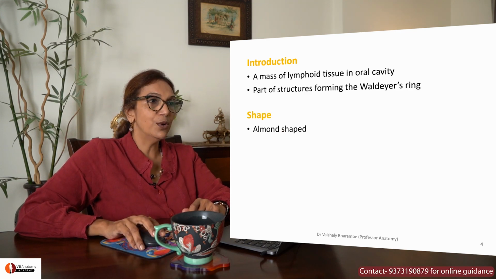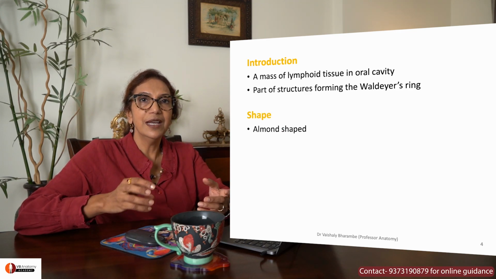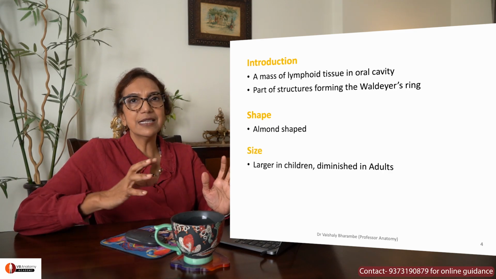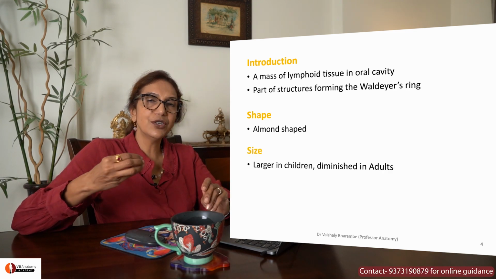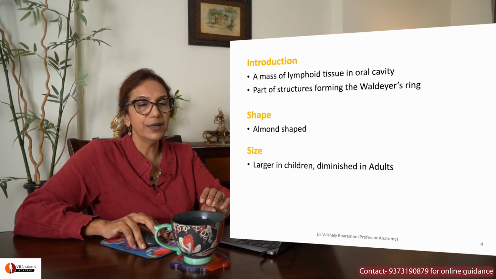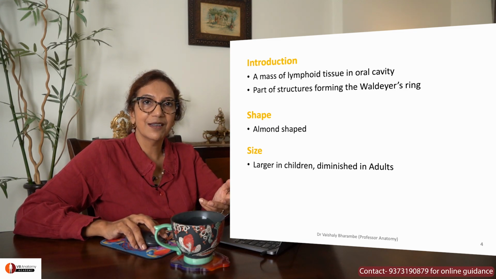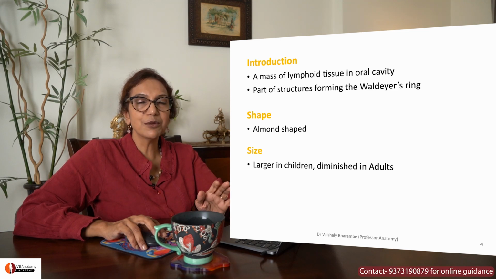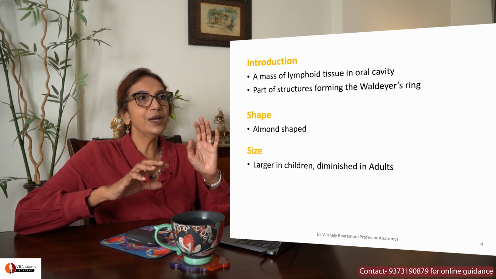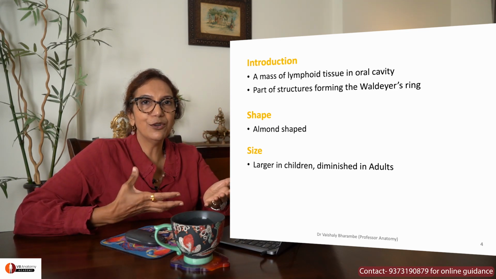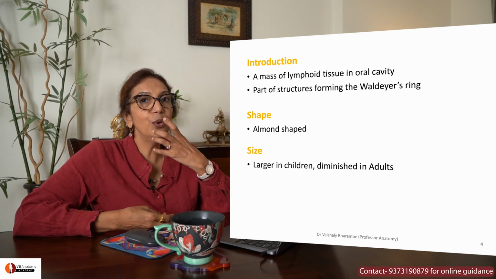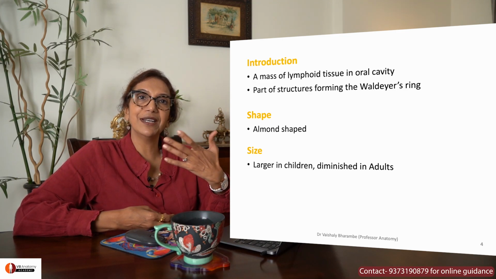Now, what is the shape of this structure? It's about almond shaped. Size, it's seen that it's larger in children and much diminished in size as you grow older. Where is it? Let me tell you point blank that there are times when you're studying medicine when you need to not only smile at yourself in the mirror, but also do a big ah and look at the interior of the oral cavity in the mirror.